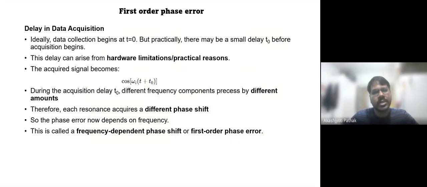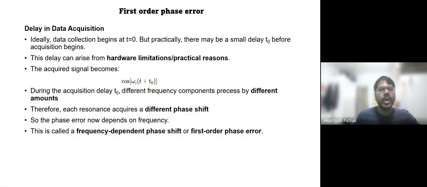Now, that was zero order phase error. So what is first order phase error? Zero order phase error is when your RF pulse is misaligned. Your 90-degree x pulse is not applied exactly along the x-axis, but is oriented at an angle theta. That gives you zero order phase error, because it affects all the nuclei equally, independent of the frequency.